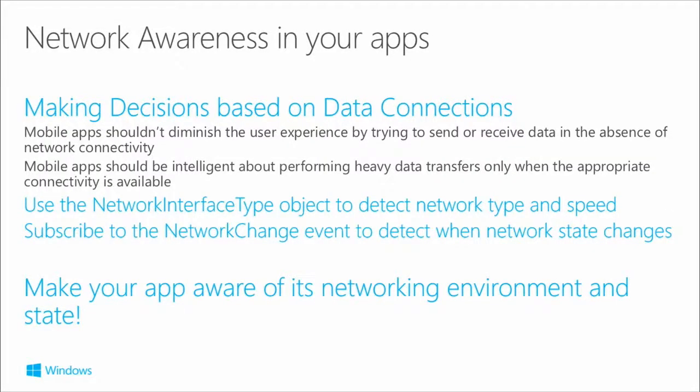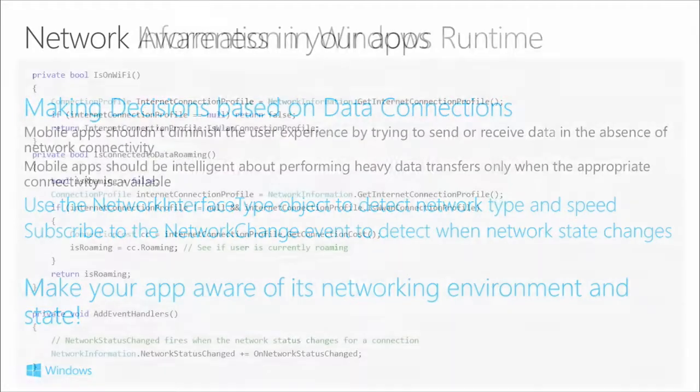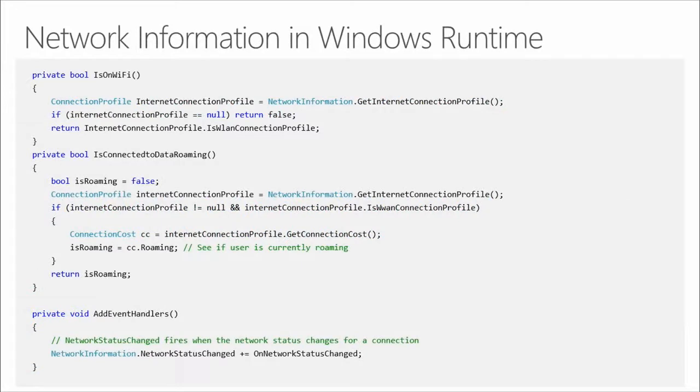In network awareness in your apps, again, there's lots of APIs that help you to find out information about the network. First of all, you can get information through the NetworkInformation.GetInternetConnectionProfile call. That gives you back a connection profile object. First thing you need to do whenever calling it is check if it's null. If it's null, you're not connected to the internet. So that means you've got no network.